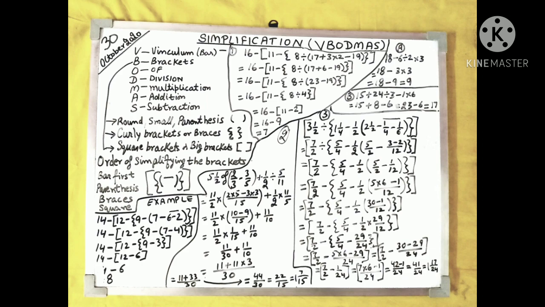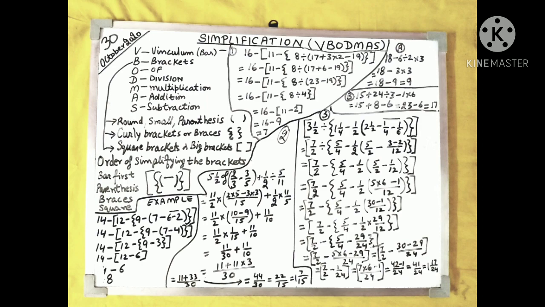Right? See the second one written on the top. 16 minus 11 minus 8 divided by 17 plus 3 into 2 minus 19. So as I have written on the board, VBODMAS. So first you will solve the vinculum, then brackets, then of, division, multiplication, addition and subtraction respectively. So watch the steps and the calculation.